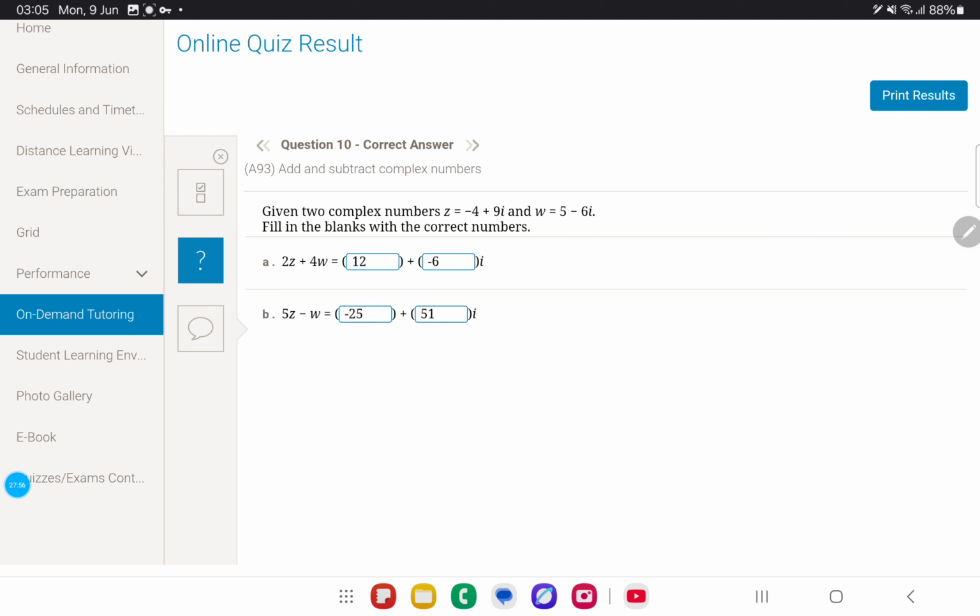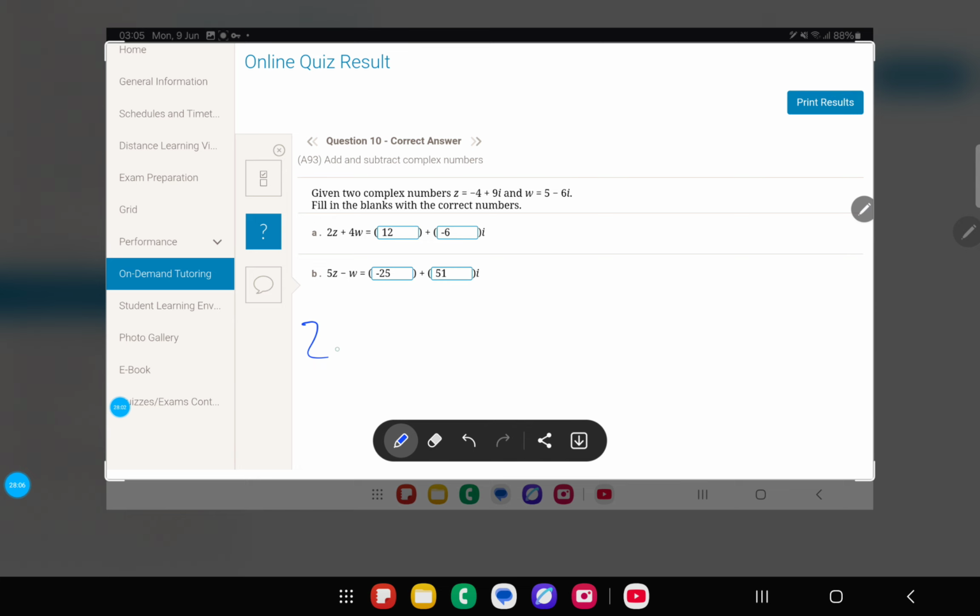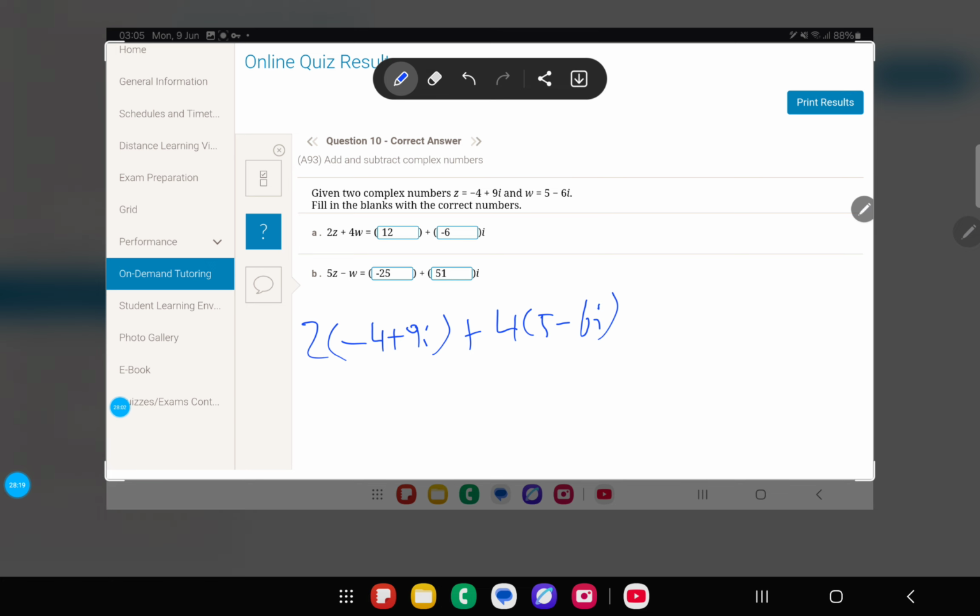Now for question 10. Like the other previous questions, they already gave us z and w. They want us to substitute, and we can do that. So z is negative 4 plus 9i. So 2 times negative 4 plus 9i plus 4 times 5 minus 6i. Now just do negative 8 plus 18i plus 20 minus 24i.